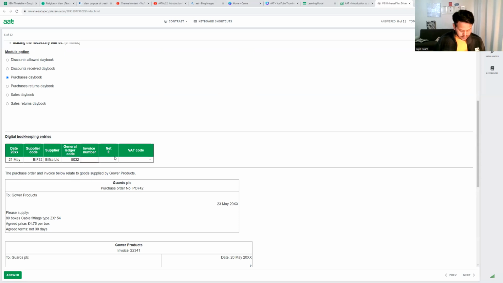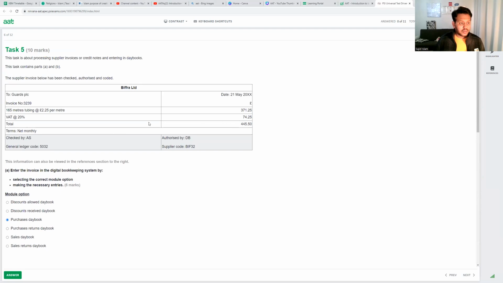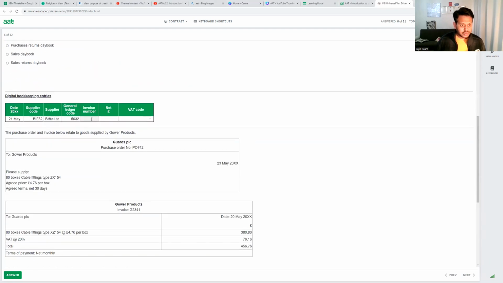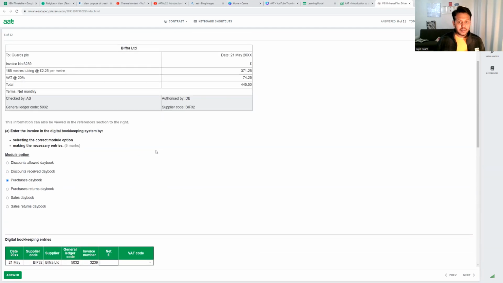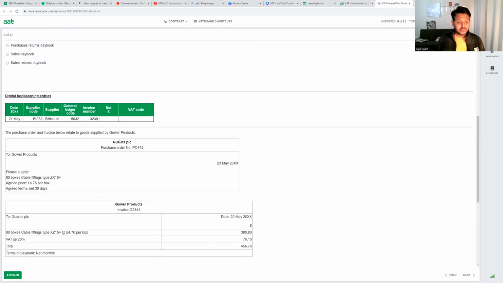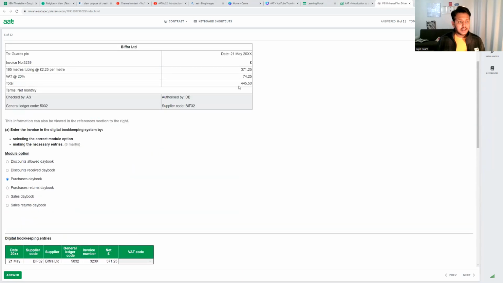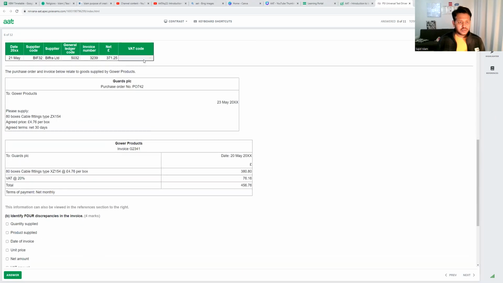Invoice number. So let's have a look at the invoice number. The invoice number we have here is 3239. Net amount. Net amount we have 371.25. And finally we have a VAT, and the VAT is standard rate 20%. So you just need to choose the standard rate 20%. That's it. It's done. Move to the next one.